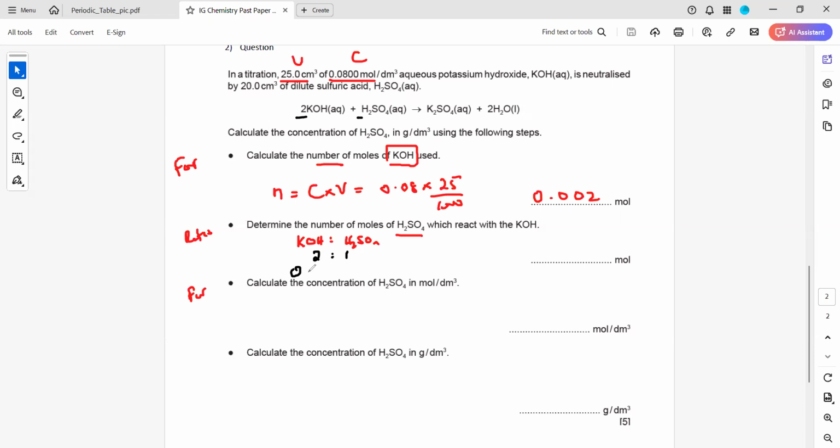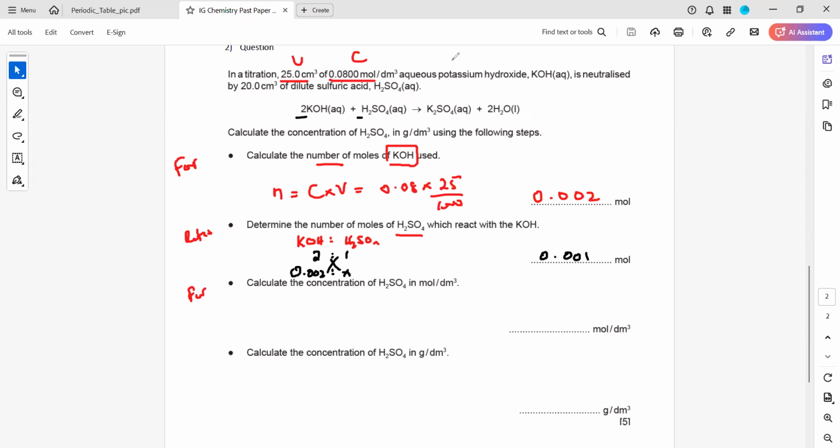So if we have 0.002, how many moles will be there? X. 0.001. Yeah. So you just cross multiply. So when you cross multiply, you get 0.001. So first we solved by formula. The second part we solved by using a ratio. Now the third part. How to work out the third part?